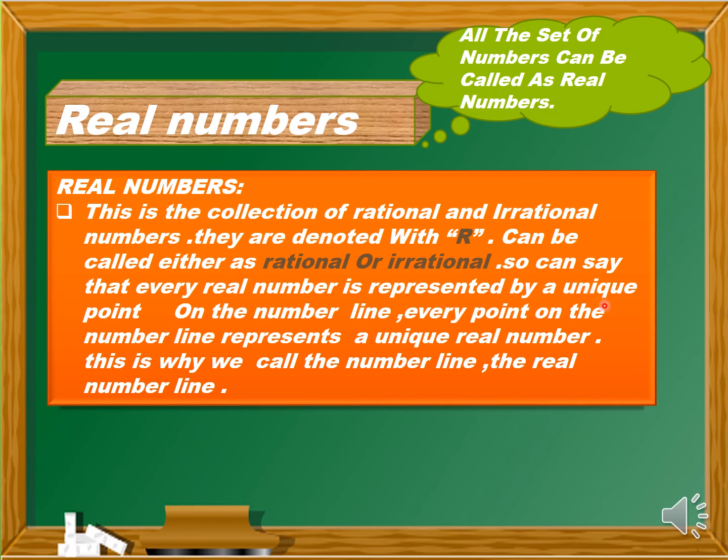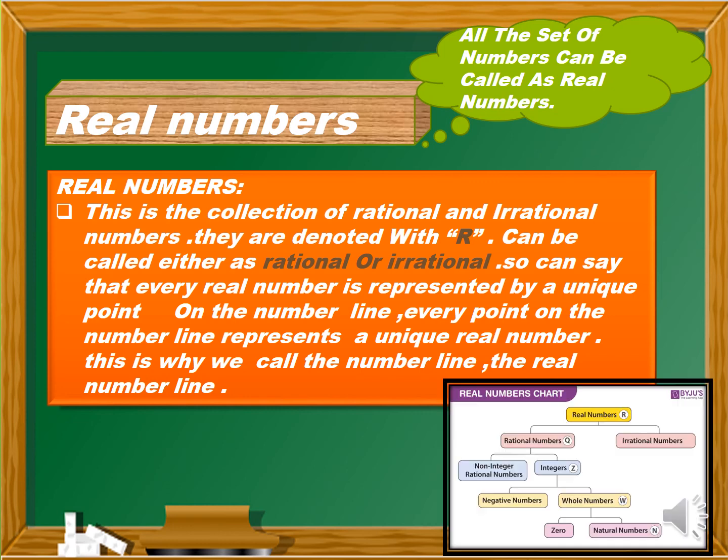But before going into that, every set of numbers can be represented on the number line. So there is a unique point on the number line for every set of numbers. Every point on the number line represents a unique real number. So that number line can be called the real number line, as it has all the real numbers.